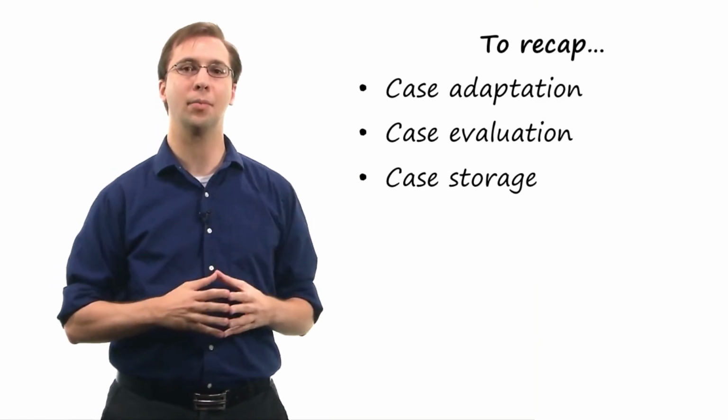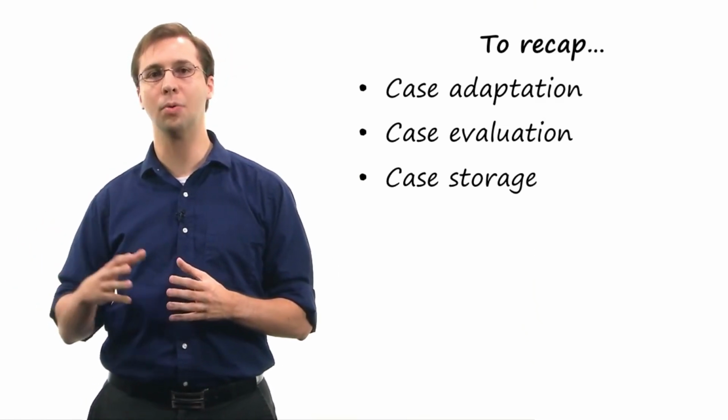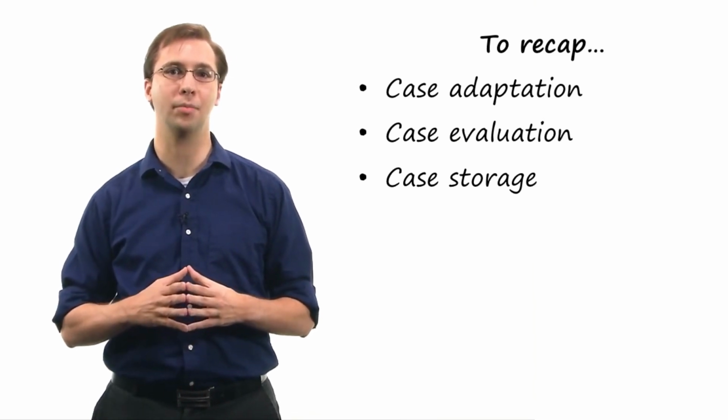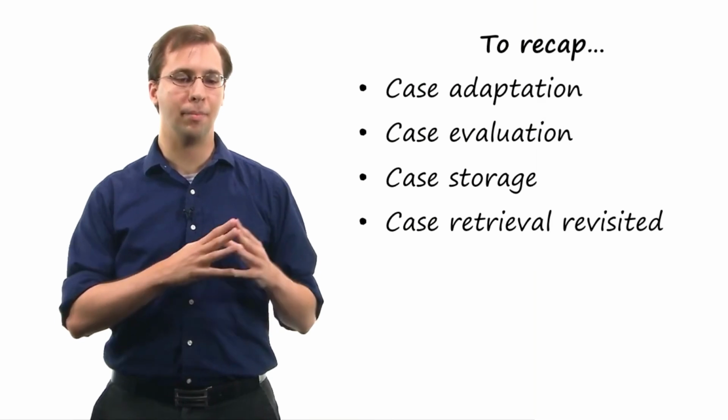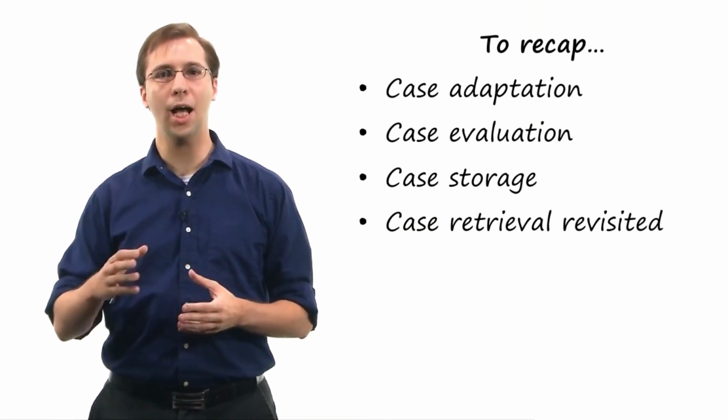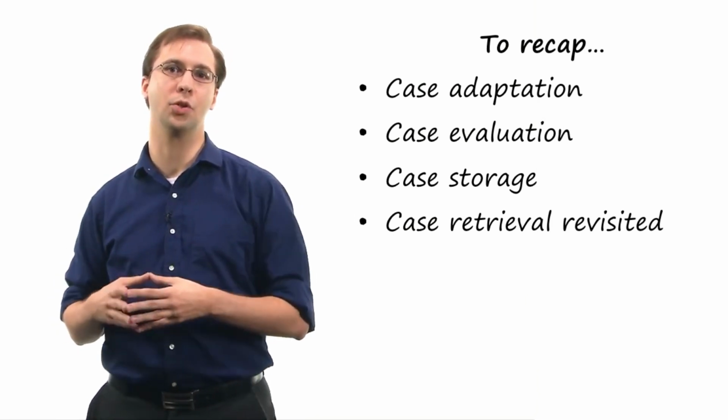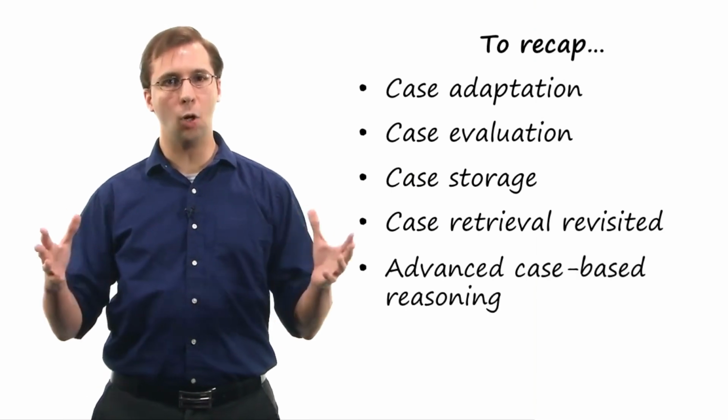We want to build up a case library of past solutions, so if we've solved a new problem, we want to store that back into our case library. Then based on that, we revisited the notion of case retrieval. Based on how our case library is organized, how do we retrieve a prior case that's most similar to our new problem? Now there are a lot of open issues here.